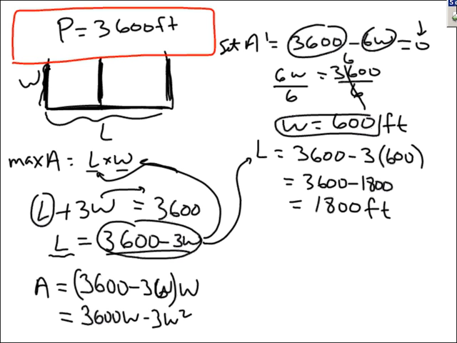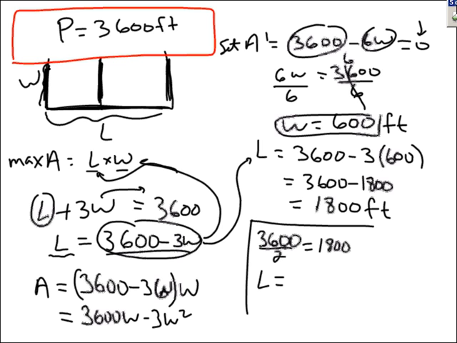And how can we have gotten that without calculus? Well, half the perimeter is 1,800. The length is just 1,800. Why? Because we only have one piece going left and right. The width is going to use up the other 1,800.